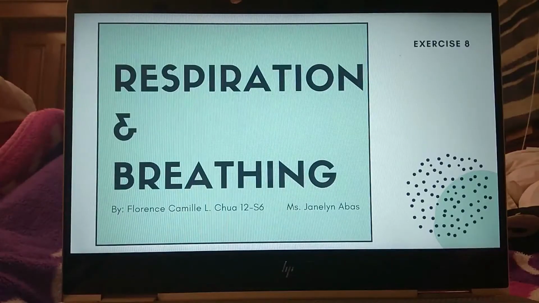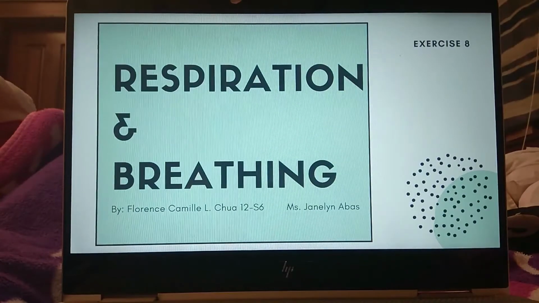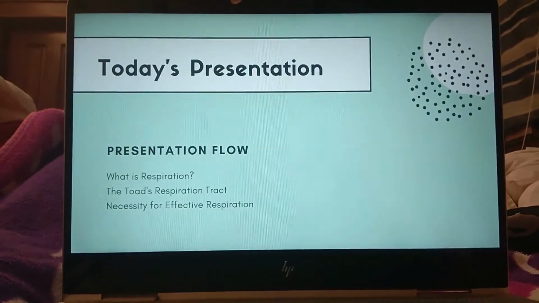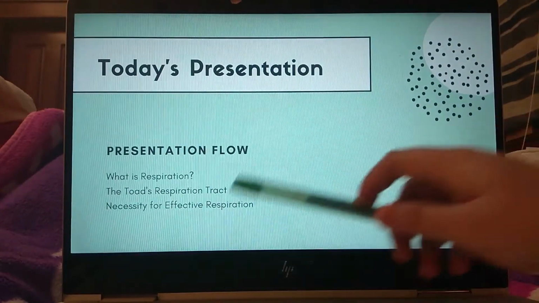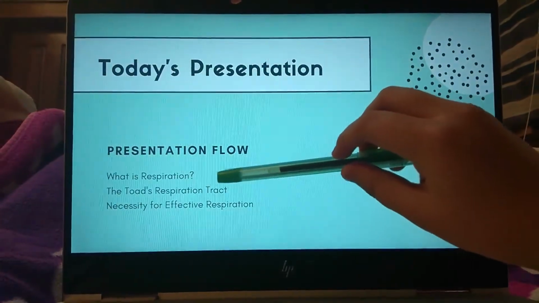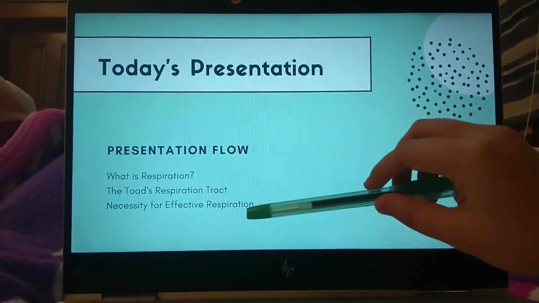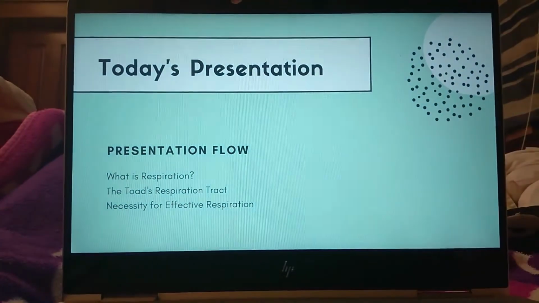So we already finished talking about the internal and external anatomy of a toad. So now we will proceed to its respiration system, and so we'll go to the PowerPoint for guidance. So we will be looking into the anatomy and function of the parts of the respiratory system of the toad. So we will be talking about what respiration is, the toad's respiratory tract, and the necessity for effective respiration.